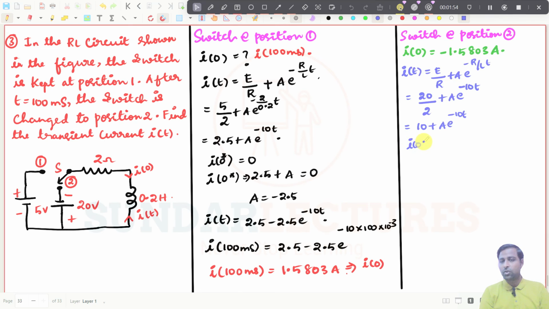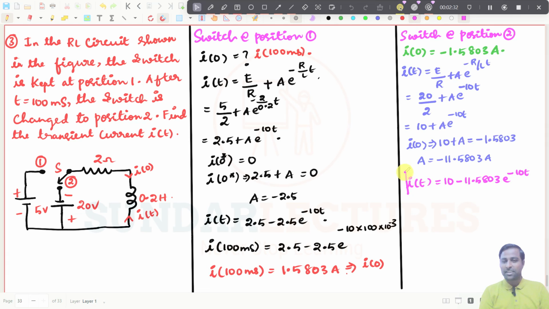So what is the I of 0 value here? It is 10 plus A, if you put t equal to 0 here, it will be 1. That should be equal to minus 1.5803. If I further simplify this, A will be equal to minus 11.5803 amperes. If I substitute this in this expression, I of t will be equal to 10 minus 11.5803 e power minus 10t. This is the final expression.